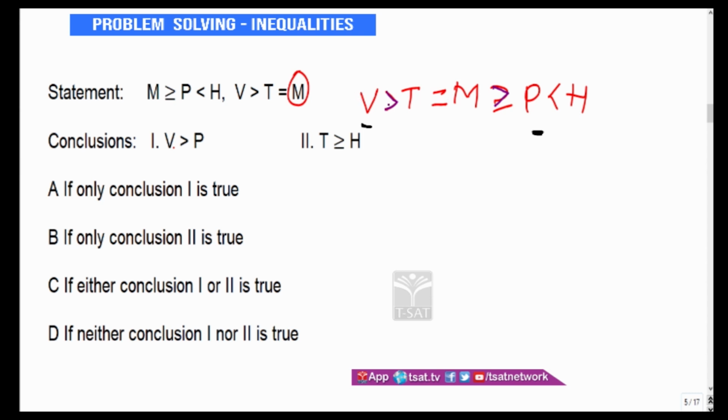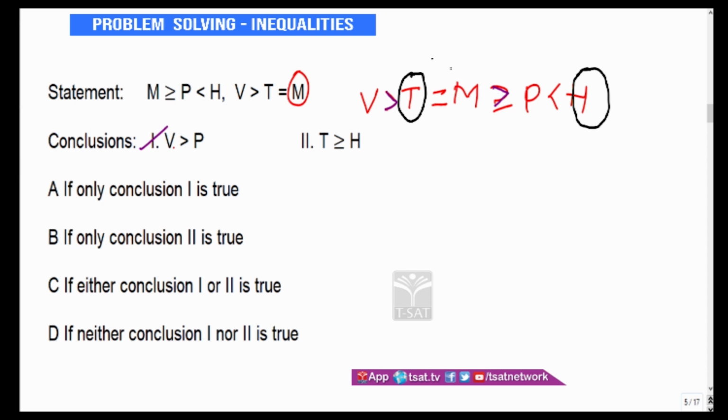So when two greater symbols are showing towards V, then obviously that particular conclusion becomes correct. Now see the second conclusion. In the second conclusion, T and H, he is asking T is greater than or equal to H. So let's check where this particular T is. So T followed by H.